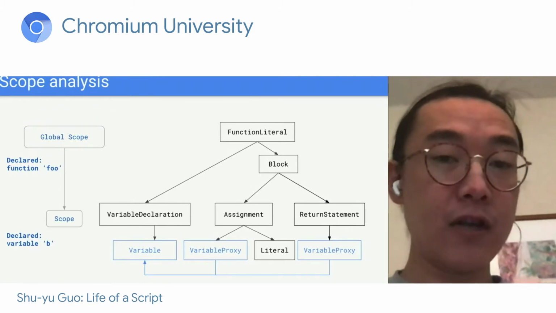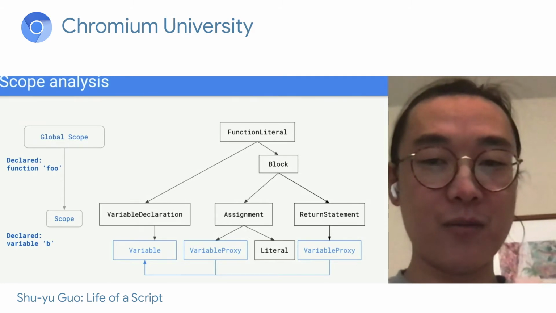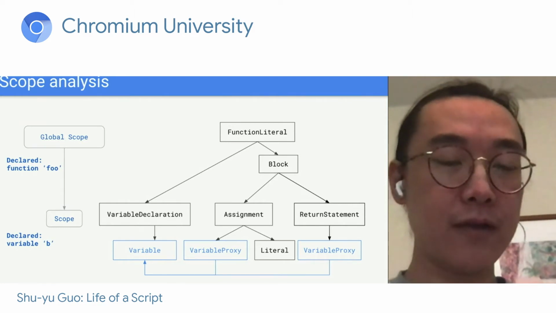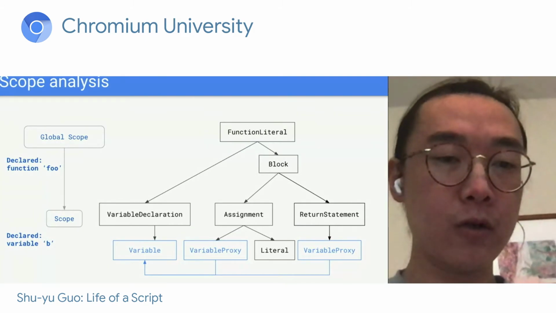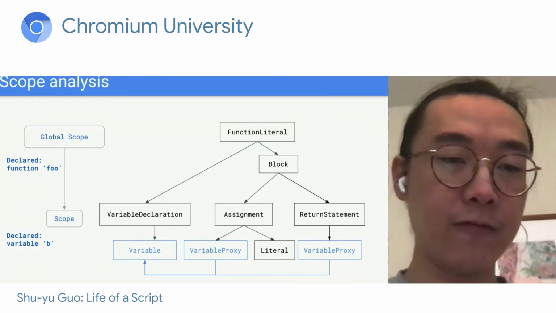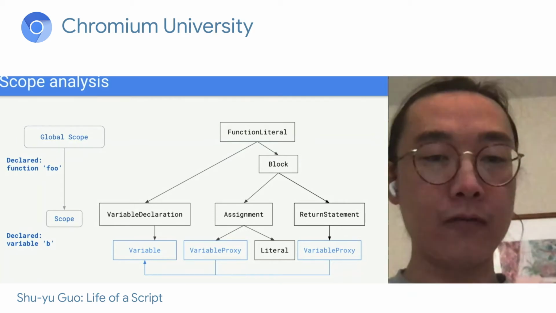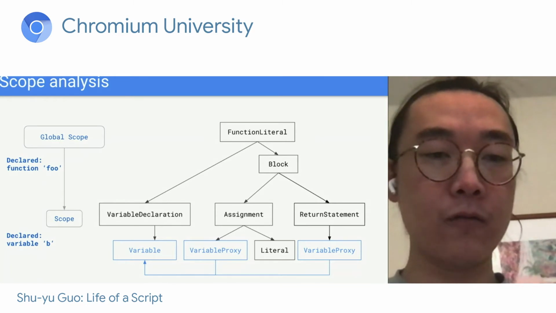During the AST generation, during parsing, the parser also constructs scopes and captures scope information and binding information. In our simple example, in the global scope, there is a single function named foo, and there is a child scope, which is the scope of the function itself. And inside the function scope, there is a local variable named b.